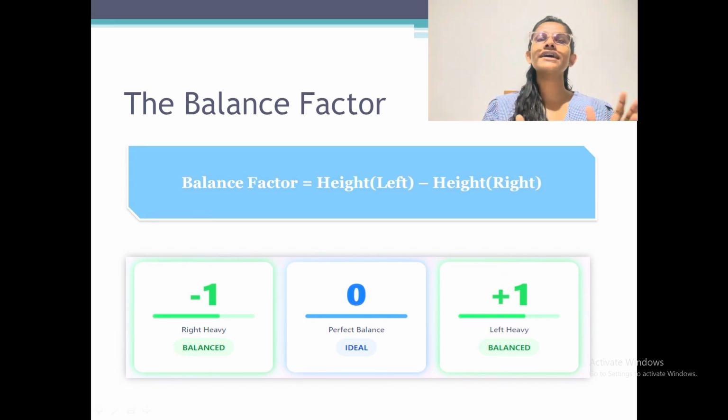Think of it like a scale. If one side gets too heavy, more than one level difference, we need to rebalance it. The balance factor is our way of measuring that heaviness.